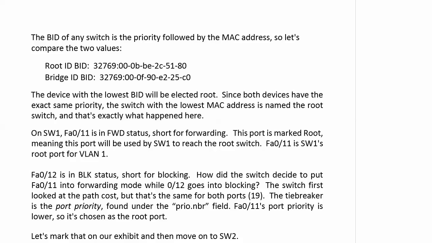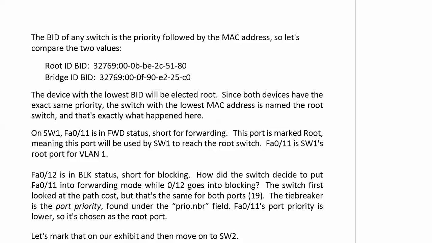Now we saw on switch 1 that Fast 1/1 is in forwarding mode and that it was marked root. That's the port that switch 1 is going to use to reach the root switch. So Fast 1/1 is switch 1's root port for VLAN 1.